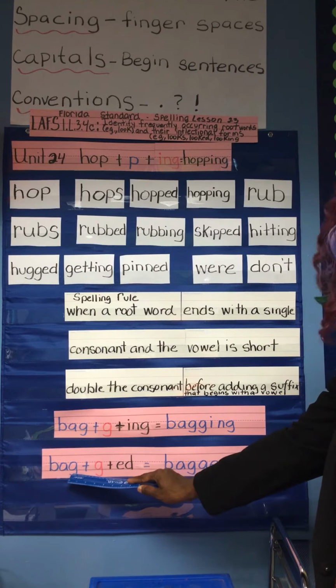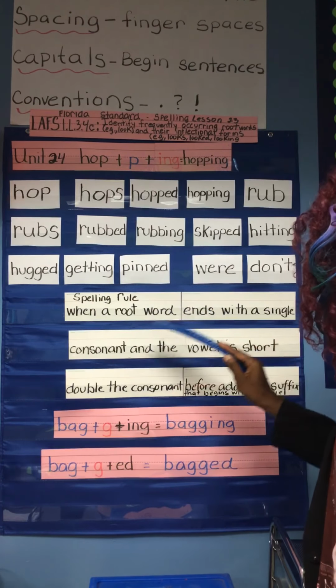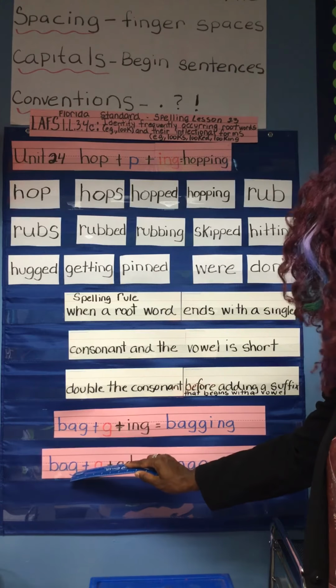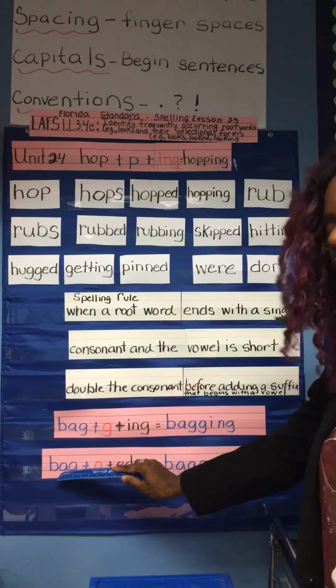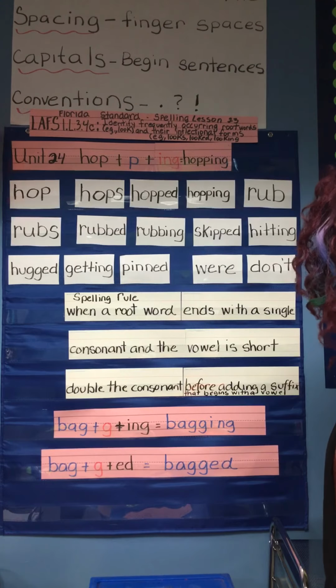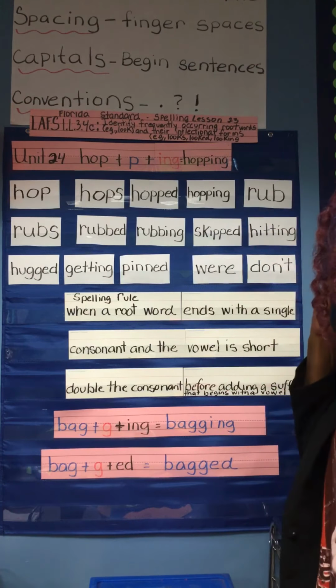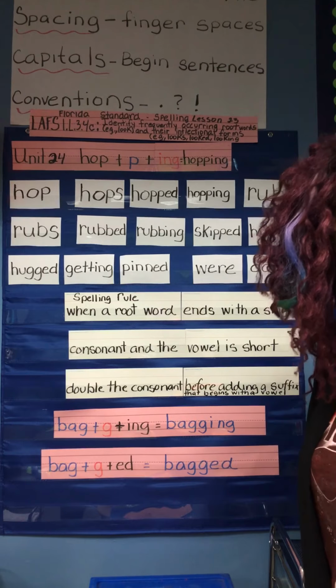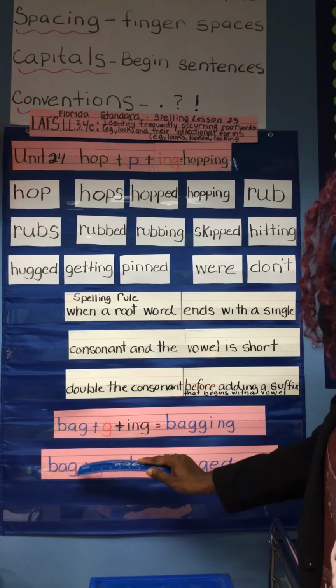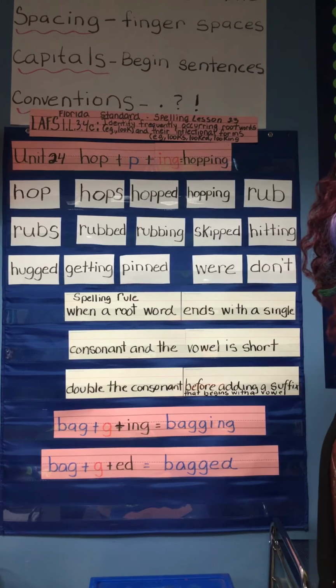Here's the root word. I identify the root word. I make sure it fits the grammar rule. Here's my single consonant. Here is my short vowel sound. So I know that that word fits. I know that it has a single consonant. It has a short vowel sound. I know that I have to double the consonant before I add my ed.